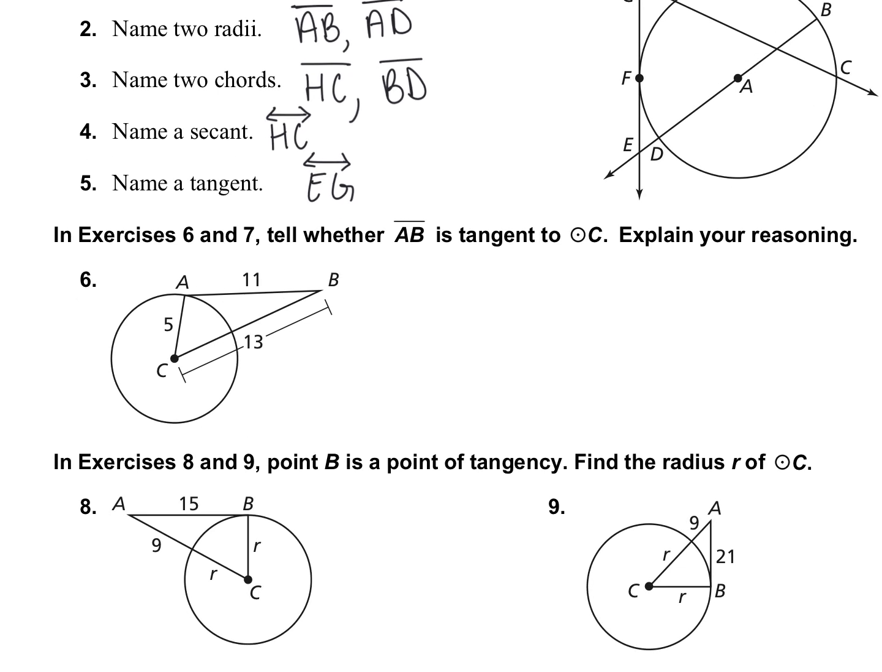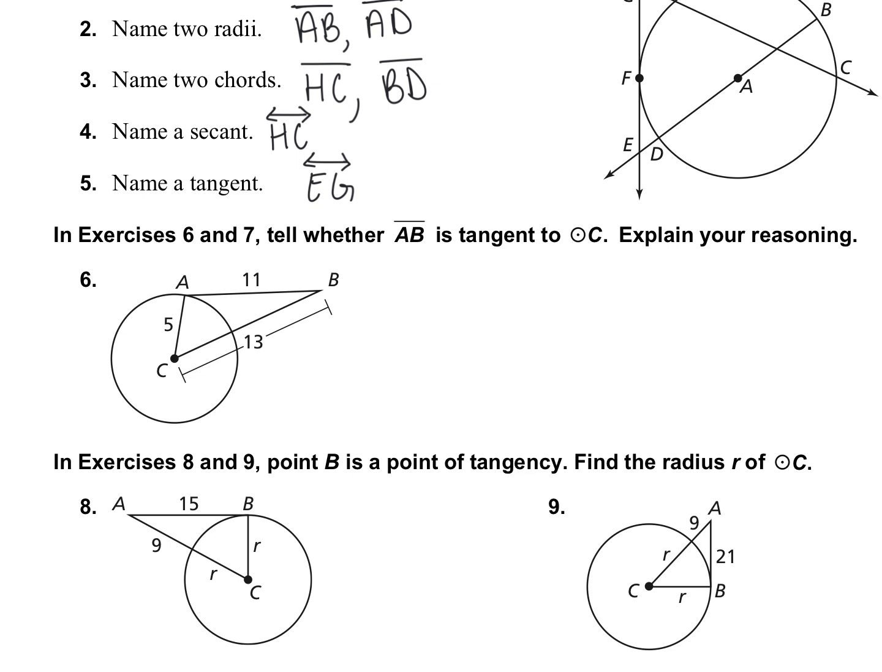Okay. Looking at this, it says tell whether AB is tangent to circle C. You have to solve this. Just by looking at it, sometimes you cannot tell. But if I were to check this, what makes a line tangent? Okay, it touches a circle at one point, but what's also super important, it has to be perpendicular to the radius.